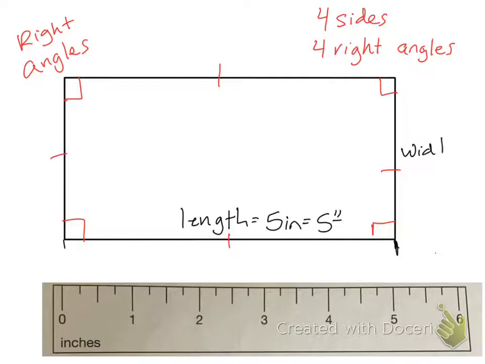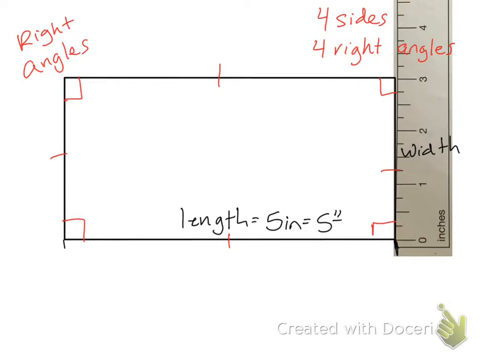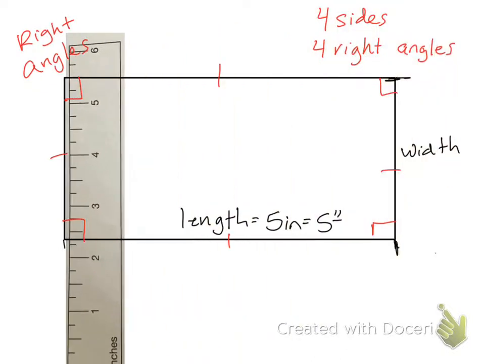Now, we also need to measure the width. And the width is the shorter end of the rectangle. So what I'm going to do is take my ruler and spin it so I can measure the width of my rectangle. And if we look, my width is pointing to the 3 inches. So my width is 3 inches. So the width equals 3 inches.